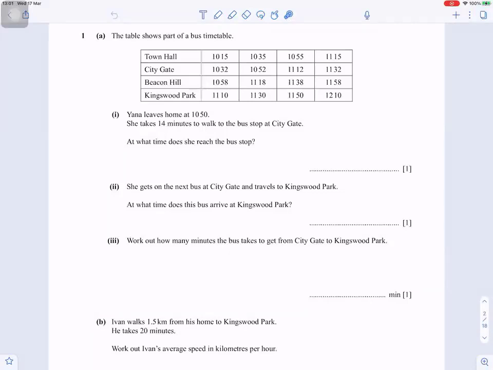Question number 1A and question number 1B. You can press pause and have a go at the question. And when you're ready for the answers, you press play.